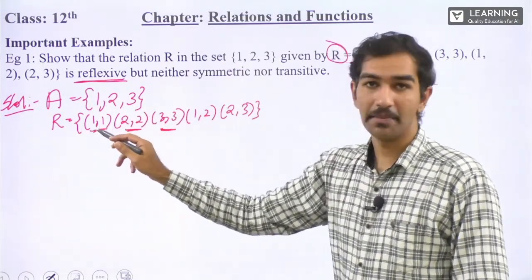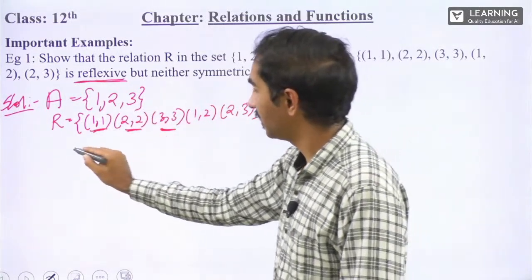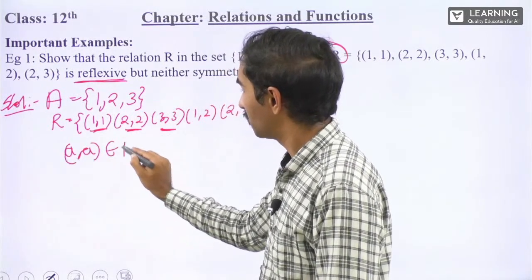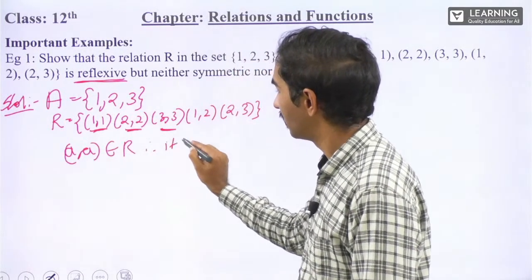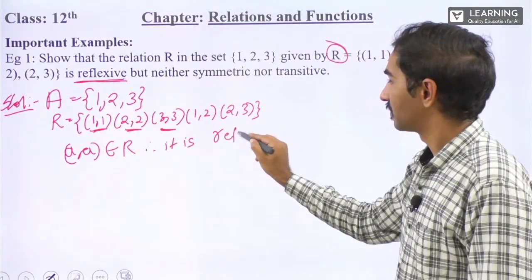Image and pre-image are the same for all the elements of A. So therefore what can we tell here? We can write that (A, A) belongs to R. Therefore it is reflexive.